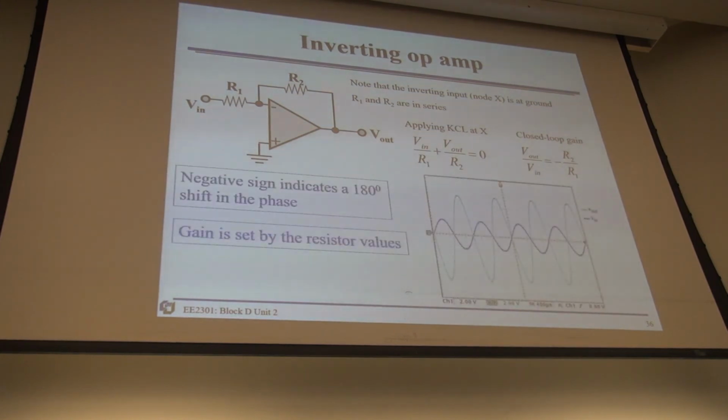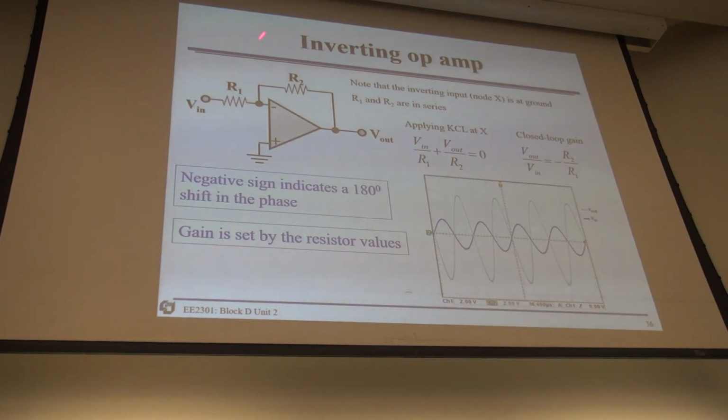Then the closed loop gain will be V out divided by V in is minus R2 over R1, okay? So this is a negative sign, so the phase is different. And the gain can be set by the resistor values. And I didn't say that R2 has to be less than R1, right? It can be greater than R1, so my V out can be greater than V in.